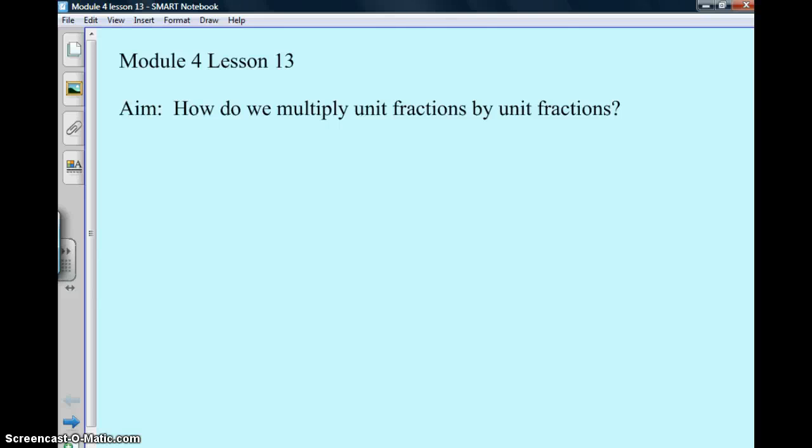Hi guys, we are on Module 4, Lesson 13, and our aim is how do we multiply unit fractions by unit fractions. So let's get started.